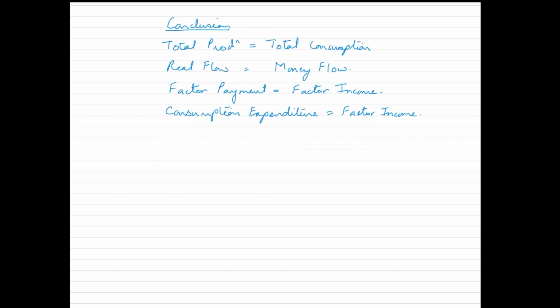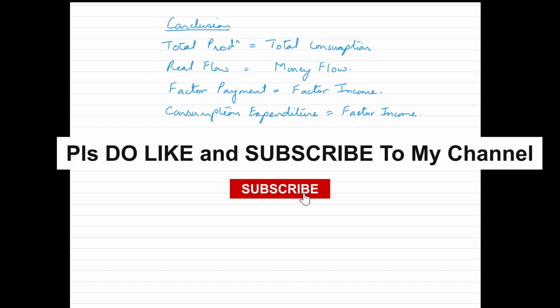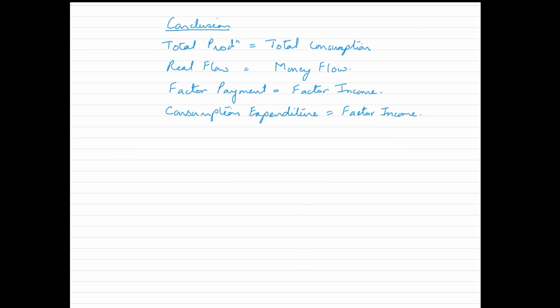So, to conclude, when we look at the circular flow of income, we need to understand that at any given point of time, total production would always be equal to total consumption, real flow would always be equal to money flow, factor payment would always be equal to factor income, and consumption expenditure would always be equal to factor income. So, in this way, we can see that there is a regular and a circular flow of income happening in this two-sector model. In the next video, we will talk about the two-sector model with the financial sector included therein.